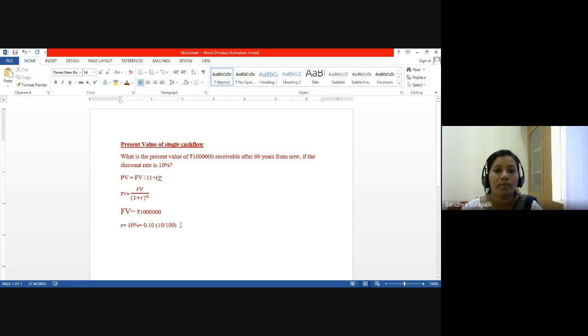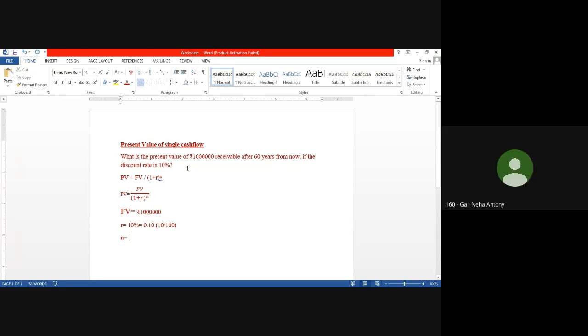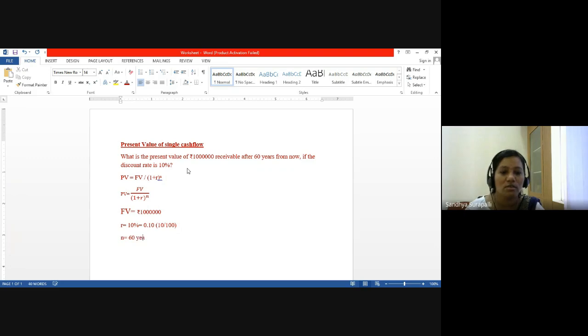Okay. Next, what is n? Number of years for which it is discounted. For how many years? When are you going to receive this 10 lakhs? After 60 years. So 60 years is the n. Now applying this formula, find out the present value.